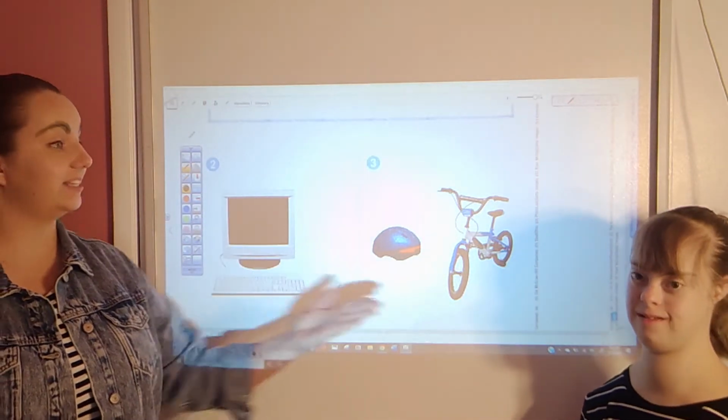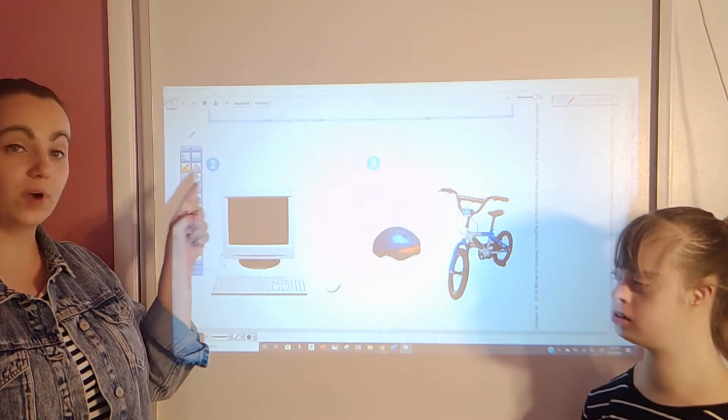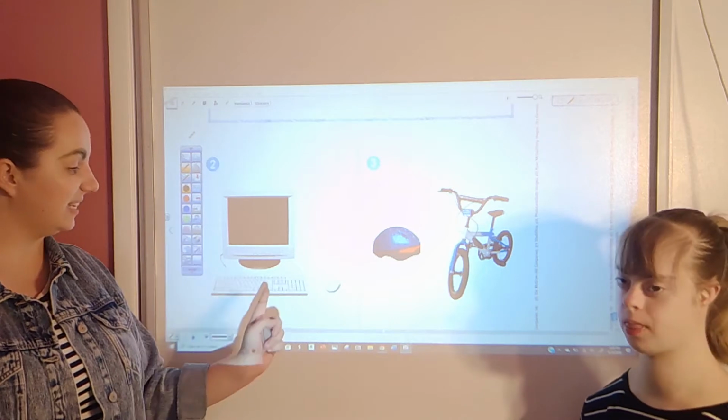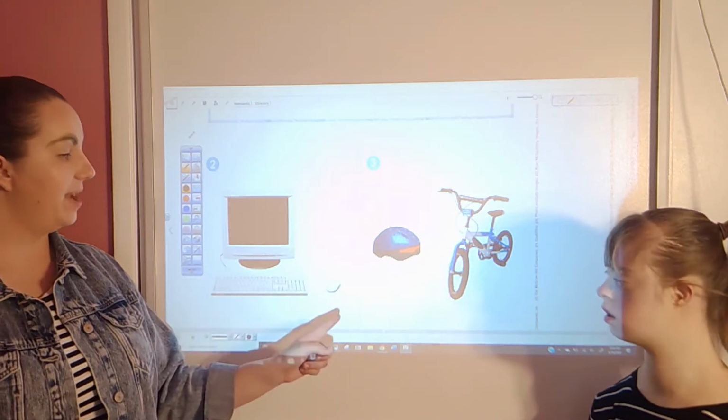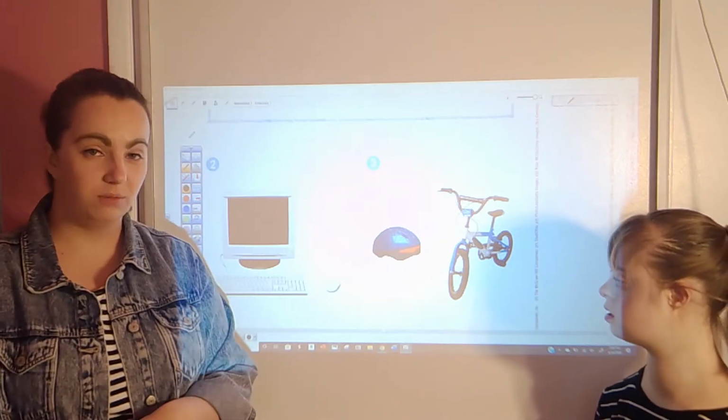Here's our next two problems. Well, let's go ahead and start with problem 2. I see we have a computer and a computer mouse. We need to compare these two objects.